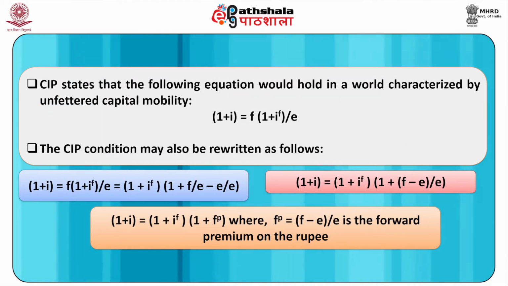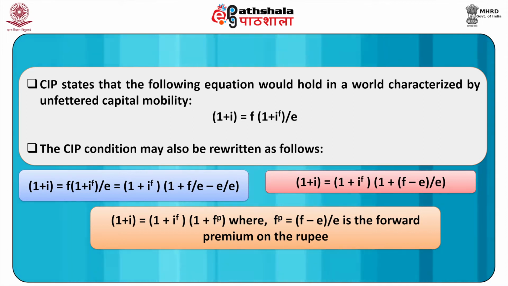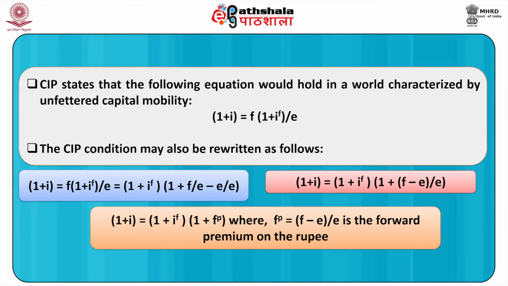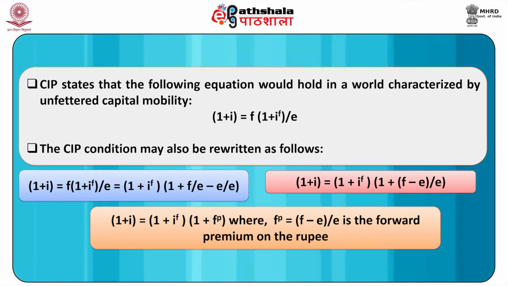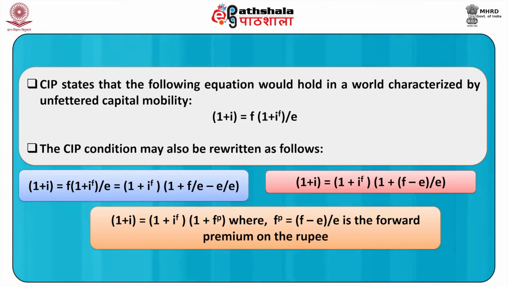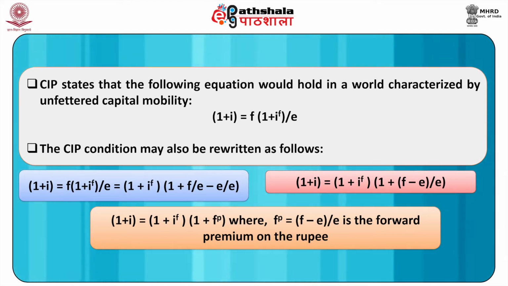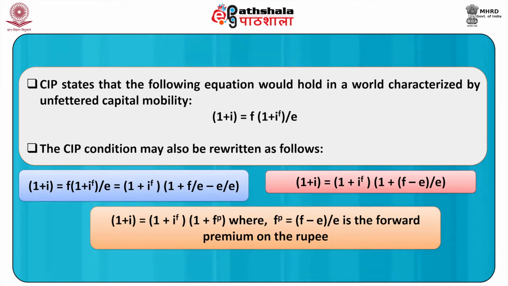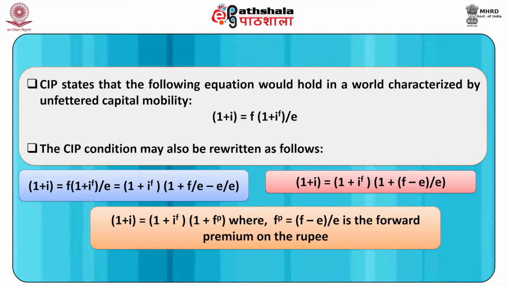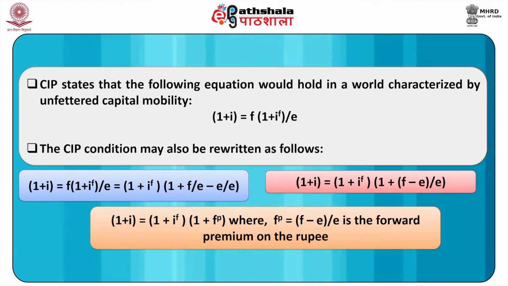So, the CIP states that the following equation would hold in a world characterized by unfettered capital mobility: 1 plus I is equal to F within bracket 1 plus I raised to power F divided by E. In case this condition is violated and, say, returns on foreign assets are higher than that on domestic assets, in this case capital would flow into the US economy, leading to an appreciation of the dollar and corresponding depreciation of the rupee, that is rise in E, that would tend to restore the equality.